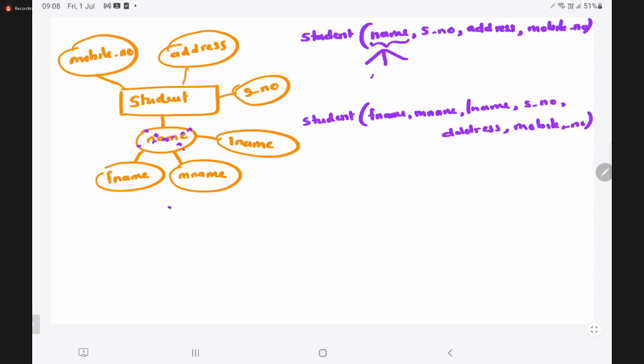Did you understand that one? Did you get it? Yes. Okay. Now tell me what is the primary key of this student? Anyone? What is the primary key of this student?